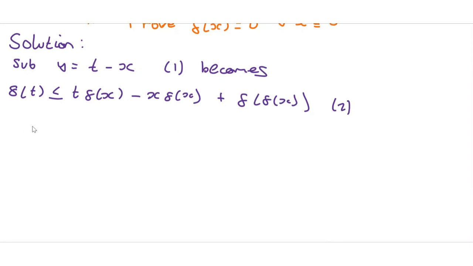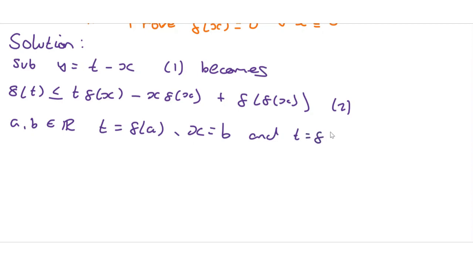And now we're going to consider real numbers a and b. So like I say, these are real numbers, and we're going to take it so that we have t is equal to f of a paired up with x is equal to b, and then separately we're going to consider when t would be equal to f of b and x is a, and then we combine that with result 2, and a slight rearrangement as well.